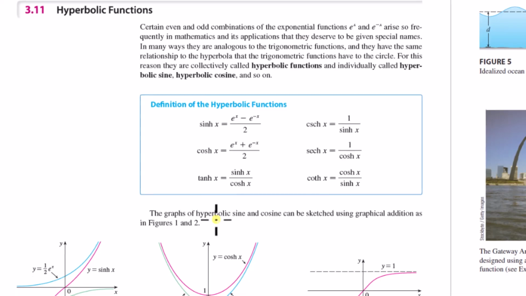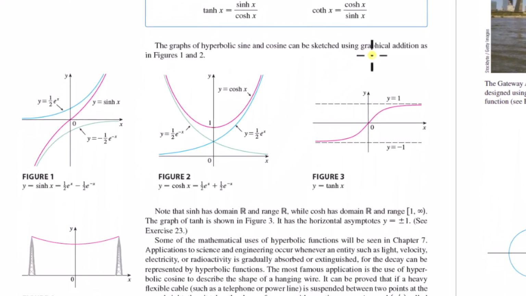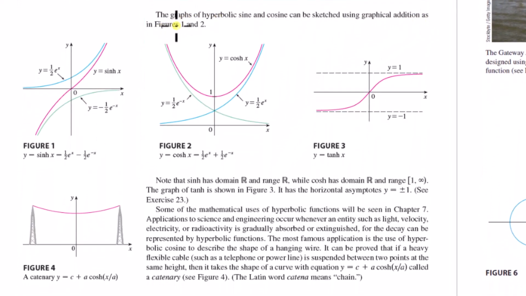The graphs of hyperbolic sine and cosine can be sketched using graphical addition as in figures 1 and 2. So they're adding, here's 1/2 e to the minus x, here's 1/2 e to the x. You add those two and you get hyperbolic sine. And a similar idea is done for hyperbolic cosine. And then if you divide hyperbolic sine by hyperbolic cosine, you get hyperbolic tangent.